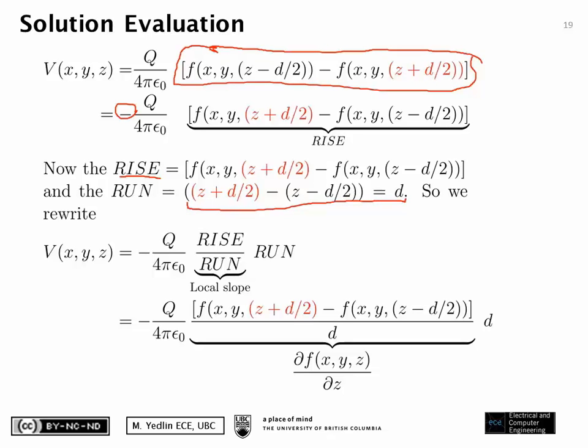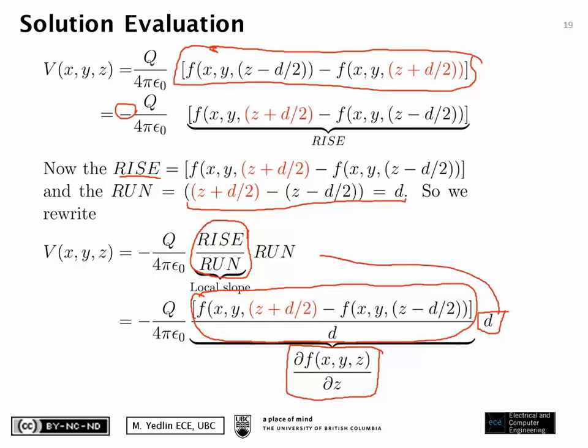So we write the above here as the rise. This is just the rise here. So we write it as rise over run times run. So it's still the rise. But the point is that the rise over the run is the local slope. Now the local slope explicitly is given by this expression, the rise over the run. And if d is really, really small, this is an approximation to not the total derivative because x and y are fixed, but the partial derivative. And of course here, d, that's the run.